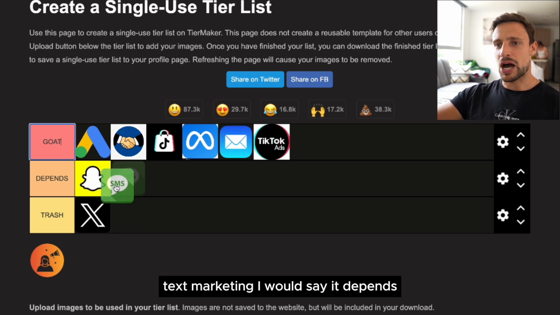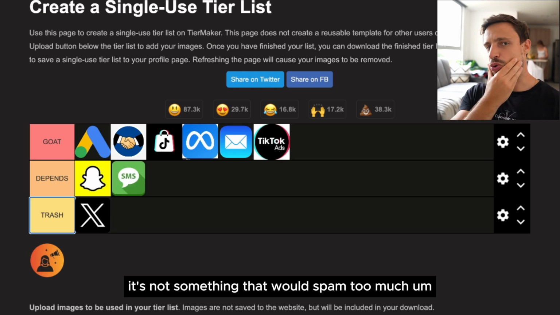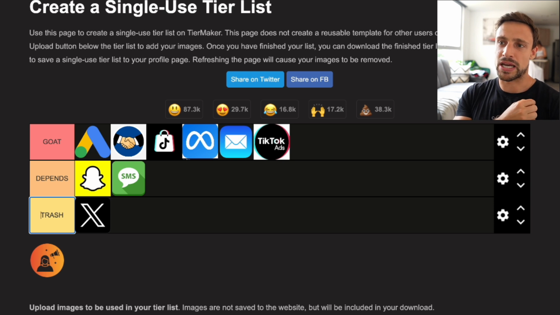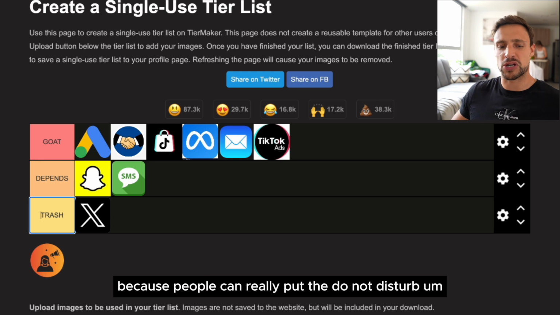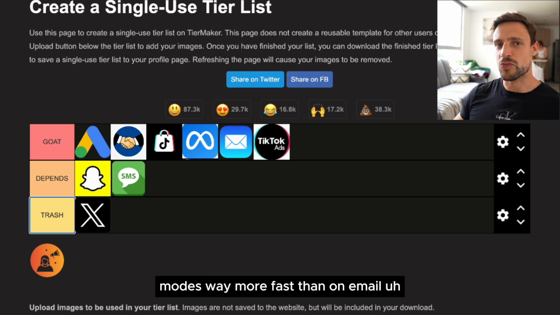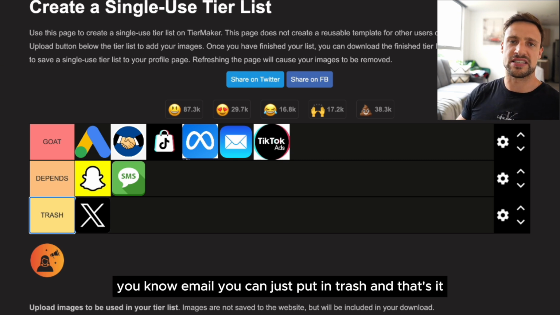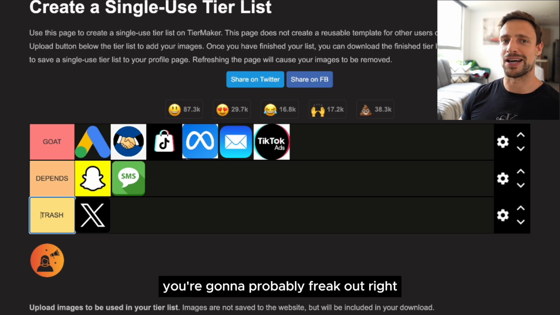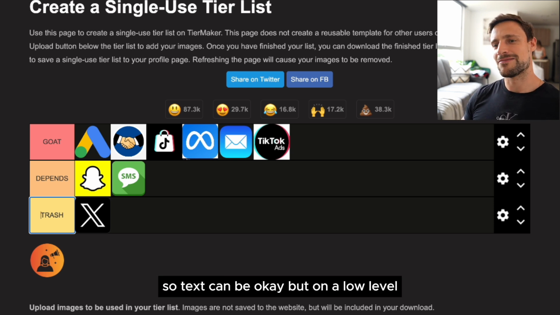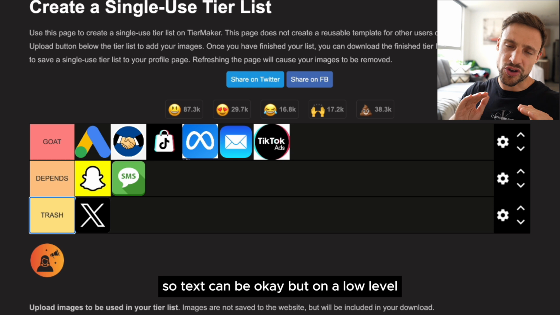Text marketing, I would say it depends. It's not something that I would spam too much. As much as I can do with emails, text is more sensitive because people can really put the do not disturb mode way faster than on email. Email you can just put in trash and that's it. But if someone is texting you 3 times a day about their brand, you're probably going to freak out, right? So text can be okay, but on a low level.